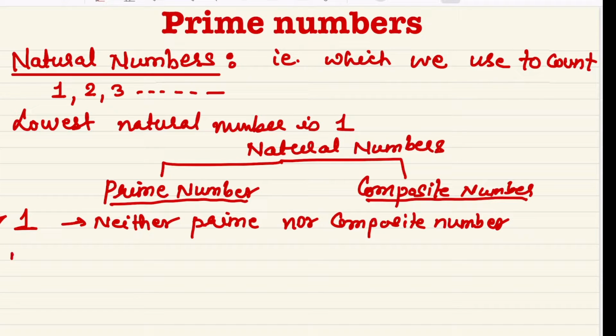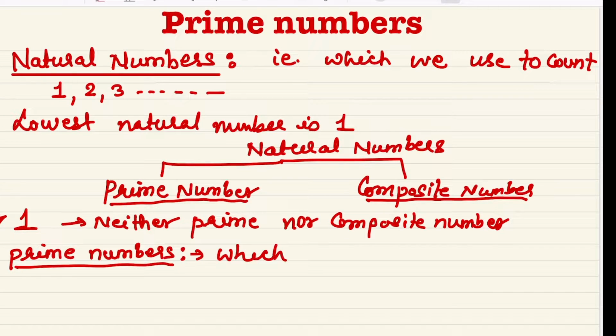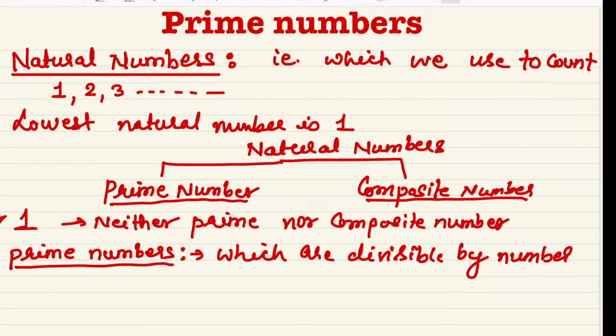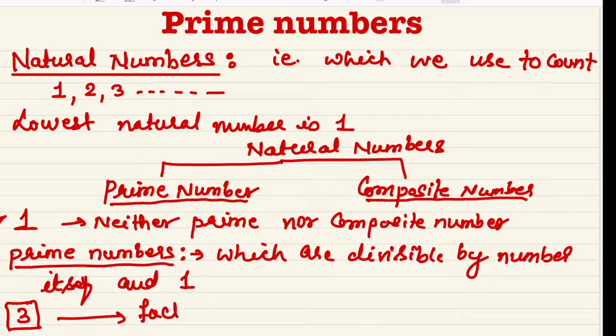Now look at prime numbers. What are prime numbers? By definition, a prime number is a number which is divisible by the number itself and 1. Take one example. Suppose I write 3. Now what are the factors of 3? I mean to say factors of 3, the numbers by which 3 can be divided.